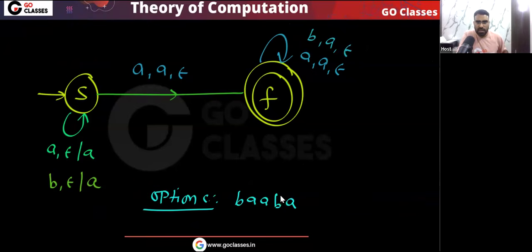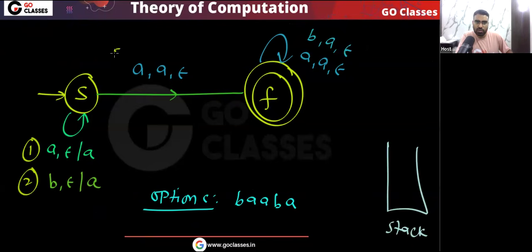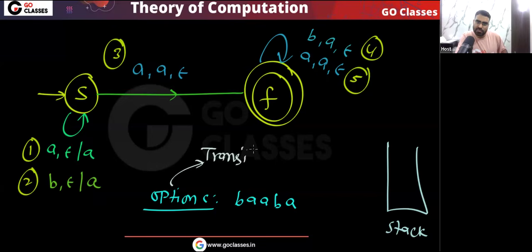What about this? At the end of the string, can you go to the final state? A very simple question I'm asking. At the end of the string, the stack is this. These are the transition numbers 1, 2, 3, 4, 5. So you tell me, at the end of the string, can I go to the final state? You have to consume the entire string and at the end you must be in the final state, then this string will be accepted.